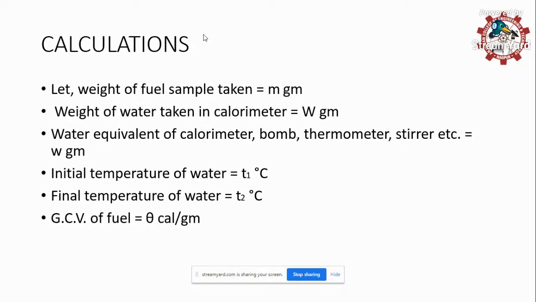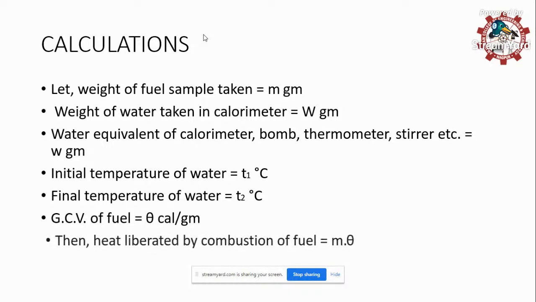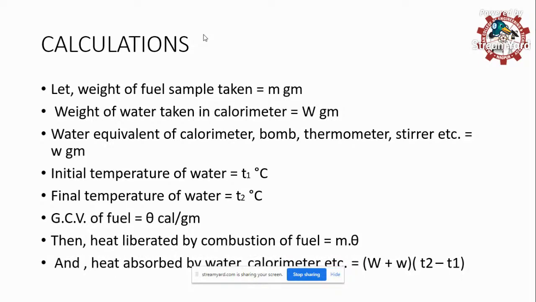Let us assume that the gross calorific value of the fuel sample taken for the experiment is theta calories per gram. So what do we know? Heat liberated on combustion of fuel is m theta. m is the amount of mass which we have taken for the combustion. It can be 0.5, 1, 2, 3, anything. And heat obtained will be theta. So the total heat liberated by the combustion of the fuel will be m into theta. So heat absorbed by the calorimeter will be how much? Capital W plus small w into T2 minus T1, final temperature minus initial temperature.